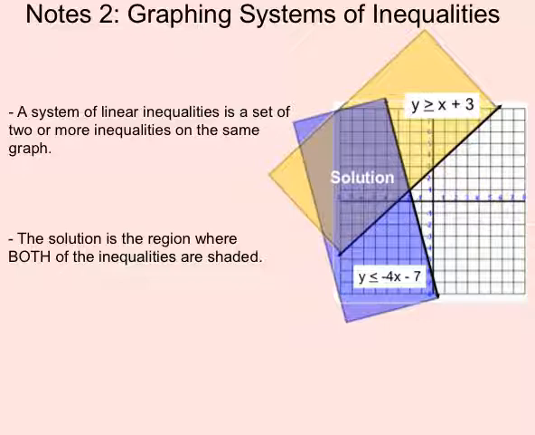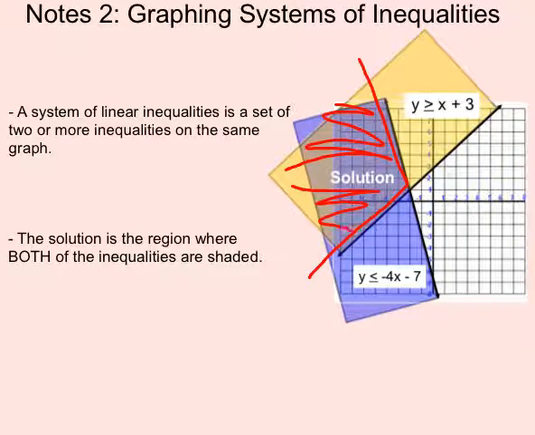A system of linear inequalities is a set of two or more inequalities on the same graph. So right here in white is the solution. Where these two colors meet, all this in red, is your solution set. So that means you can pick points like -5 right here. If I go up 3, (-5, 3) is a good solution to have. That's a possible solution. Really, any values that fall in the solution set are going to be solutions for your inequalities.